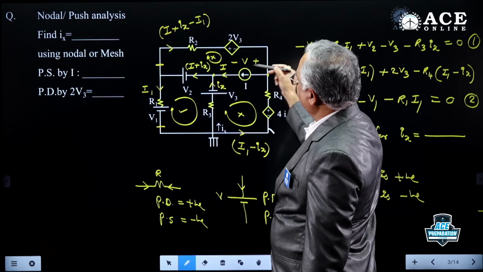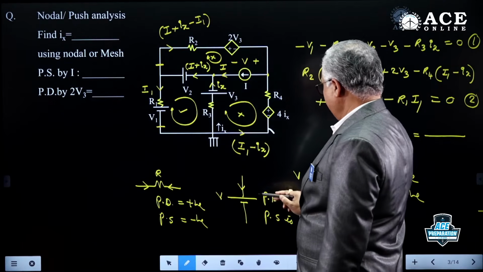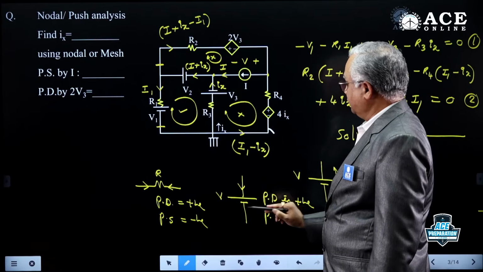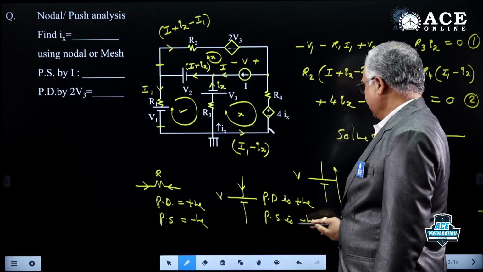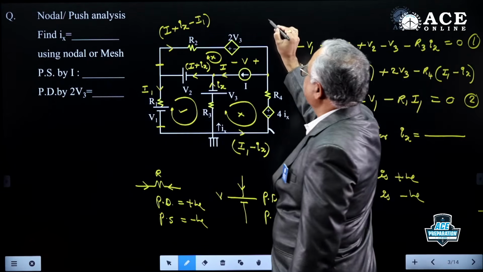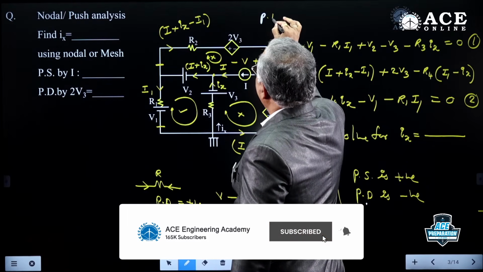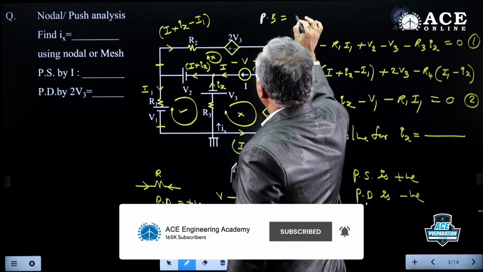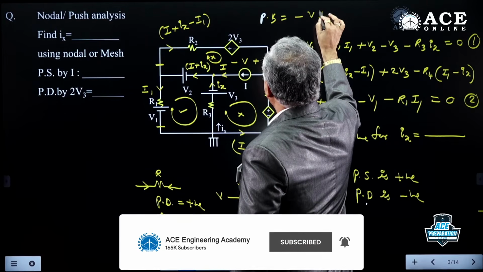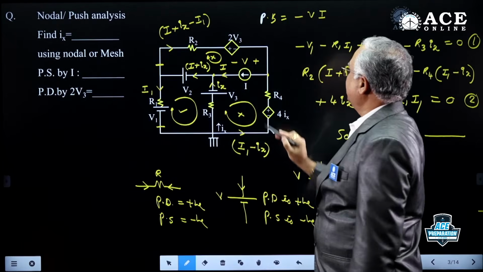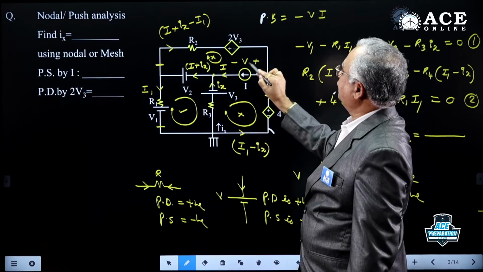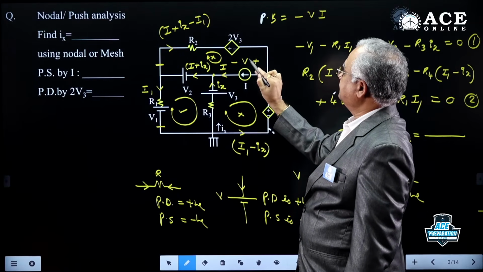This current is flowing from positive to negative. When current is flowing from positive to negative, what is supplied? Supplied is negative. So what is the answer here? Power supplied is minus V into I. This I is known, this V you have to find. But how do you find this V?